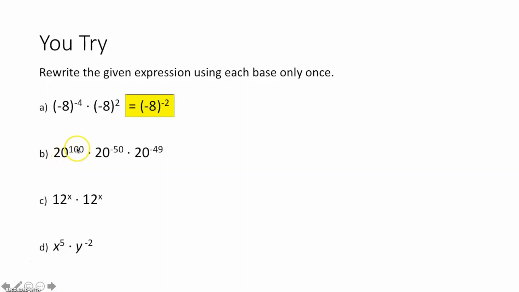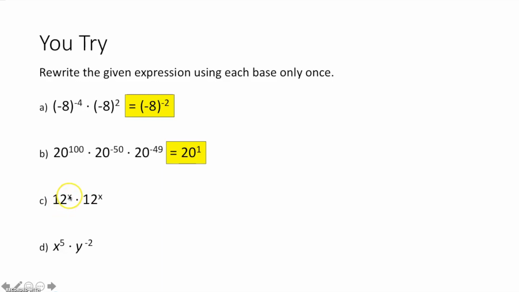Here, 20 to the 100th power times 20 to the negative 50th power times 20 to the negative 49th power. All right, these are some bigger numbers. So again, multiplying like bases, we just add the exponents together. What's 100 plus negative 50? That's the same thing as 100 minus 50, which is 50. And then we have 50 minus 49, or 50 plus negative 49. That's going to be 1. So this is going to be 20 to the 1st power, or just 20.